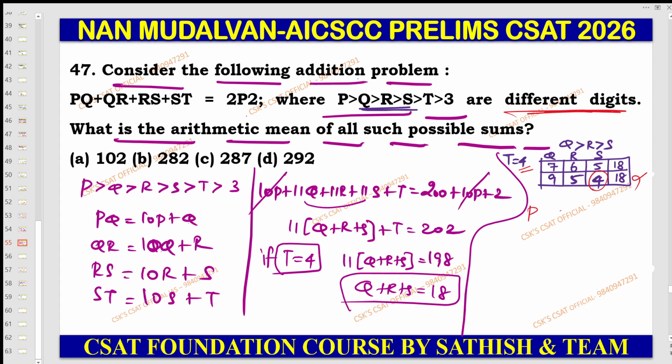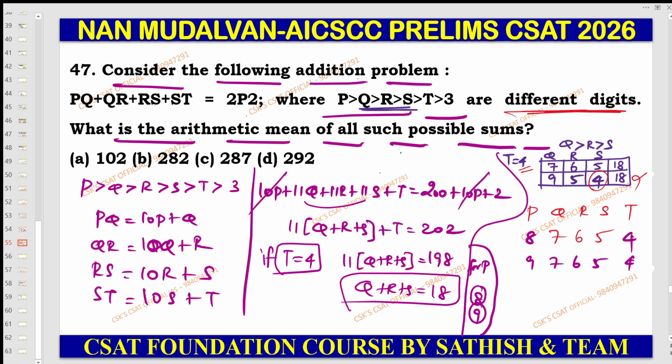So therefore P, Q, R, S, T. The only possible here is 765. Now, what is the value of P possible here? At the last, I mentioned 8 and 9 are possible for P. T value is 4 only. So I am placing 8 here, and then 9 here. So therefore 7, 6, 5, 4. Now these are all possible.